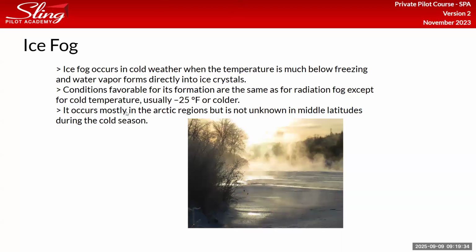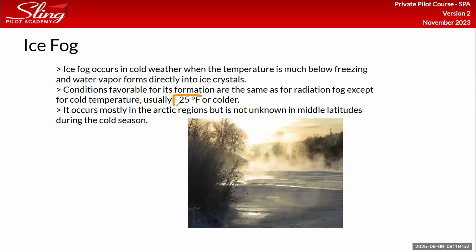Okay, ice fog. This is mainly in Arctic regions, also rare that we're going to see this anywhere around us because the formation has to be at such a cold temperature that we're never going to reach anywhere around here. So they have it as -25 degrees Fahrenheit or colder here. So obviously ice fog is occurring when the temperature is below freezing, much below freezing.